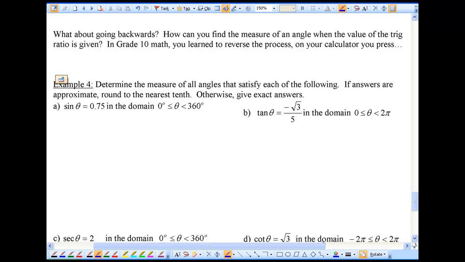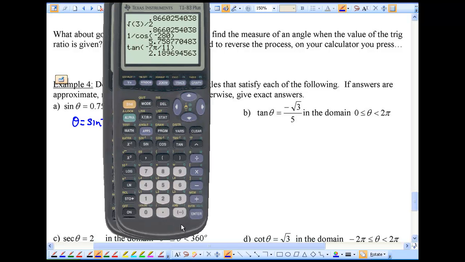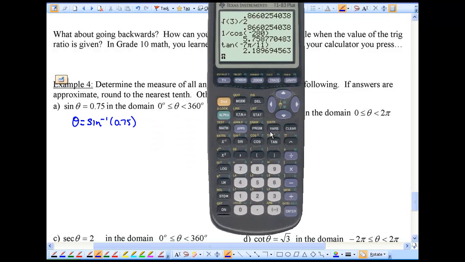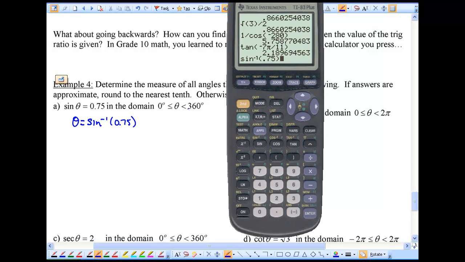Sine theta equals 0.75? Yeah, all we did was we got rid of the sine by doing what we call inverse sine, or sine minus 1. And this we, of course, do in your calculator. So back in grade 10, when you learned this for the very first time, this is what you did. By the way, make sure I'm in degree mode in this case, because look at my domain. It's in degrees. And now I'll press enter, I get 48.6 degrees.